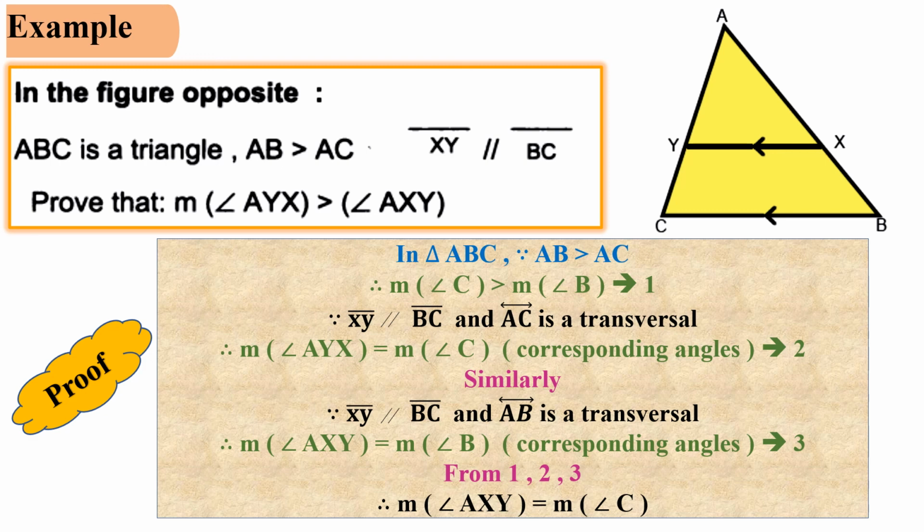Similarly, since XY is parallel to BC, but here AB is a transversal, then measure of angle AXY equals the measure of angle B, also as corresponding angles. And this is number 3. From 1 to 3 we can deduce that measure of angle AYX is greater than measure of angle AXY.